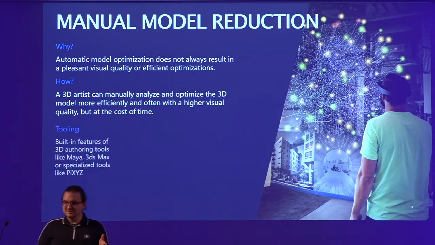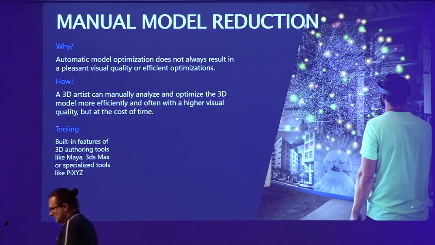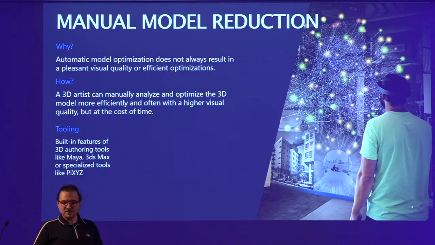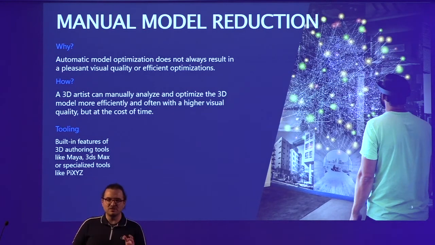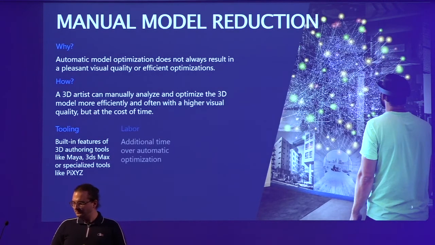Of course, they can be supported by authoring tools, typically Maya, 3ds Max, and so on. They include tools that support a 3D artist doing that. And there are also specialized tools on the market. One of them is Pixies. There are a bunch of others. Pixies is really promising, so if you want to do manual model reduction but don't want to spend too much time, take a look into that tool.